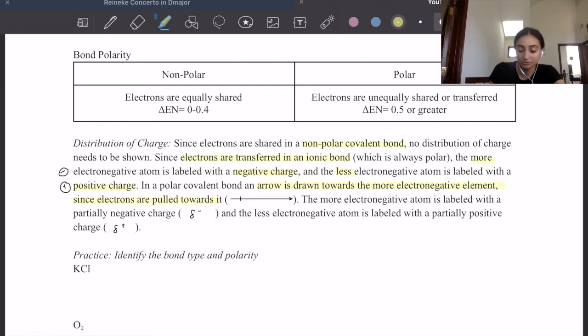Since electrons are pulled towards it, and this is what the arrow looks like. And the more electronegative atom is therefore labeled with a partially negative charge with this symbol over here, and the less electronegative atom is labeled with a partially positive charge.